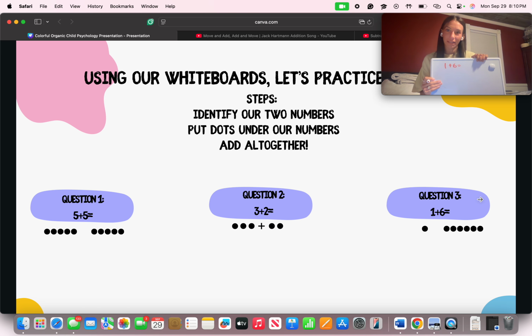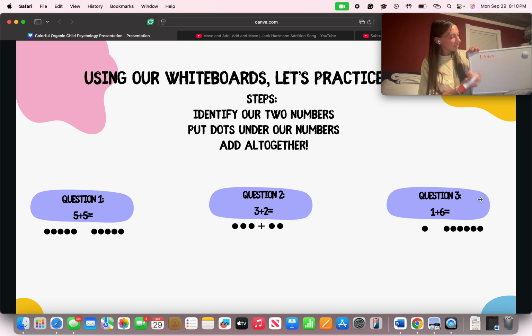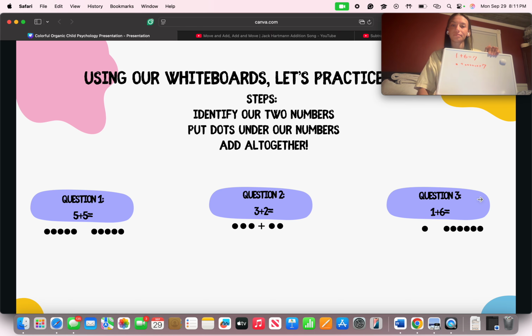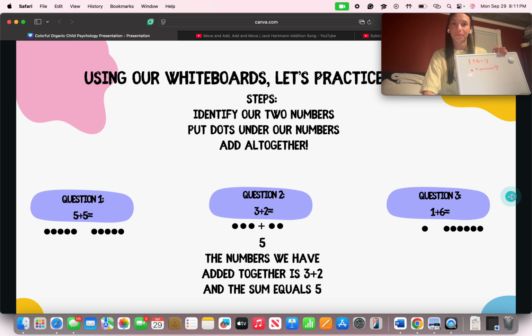Yes, friend number B. What did you find for 1 plus 6, and how did you find it? That is correct. Friend B put 1 dot under number 1 plus 6 more dots, and when they added them all together, they got an answer of 1 plus 6 equals 7, and 7 being our sum. Great work.